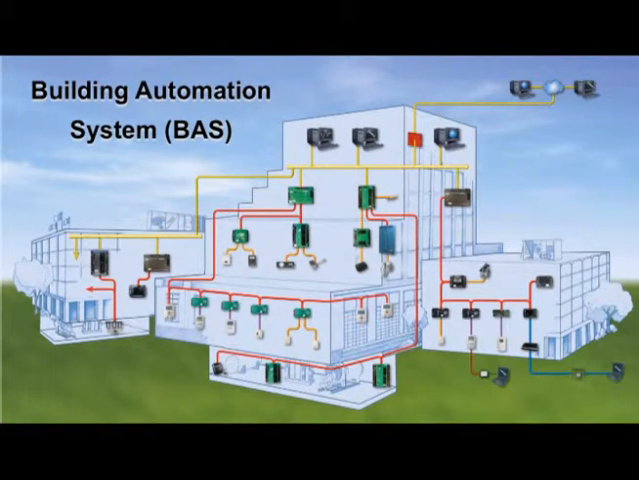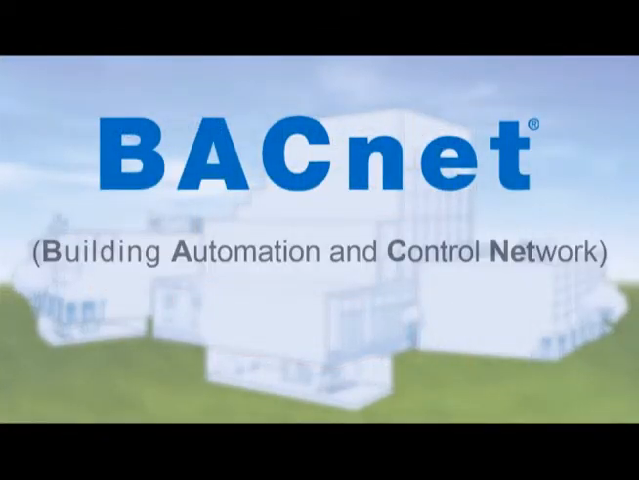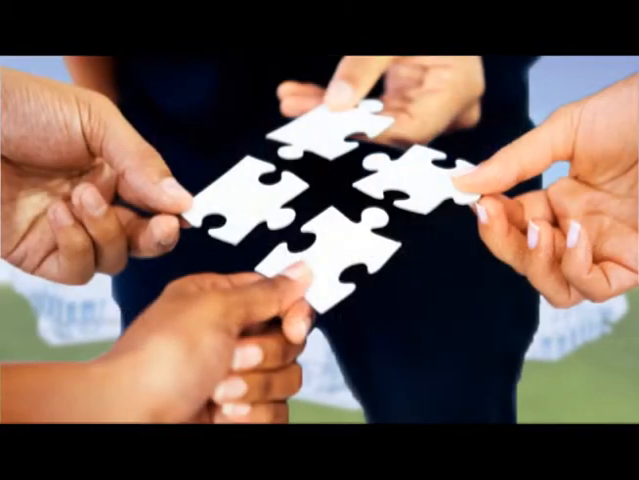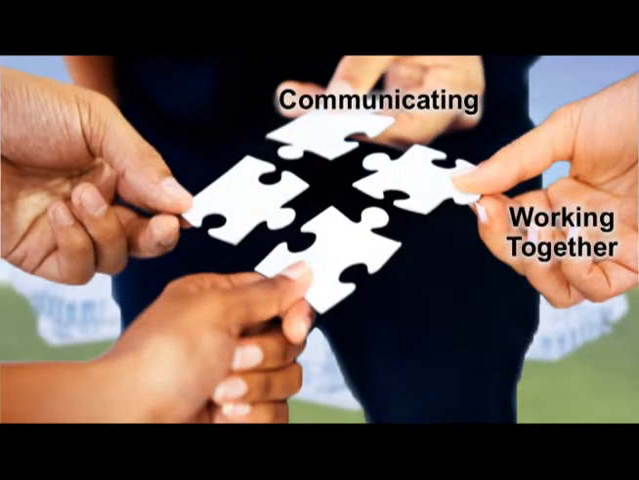There are a number of proprietary systems, but the only communications protocol specifically intended for building automation systems and designed for open system interoperability is BACnet. BACnet stands for Building Automation and Control Networks. Open system interoperability means that products from different manufacturers can communicate with each other, work together, and more easily add new upgrades to older systems.